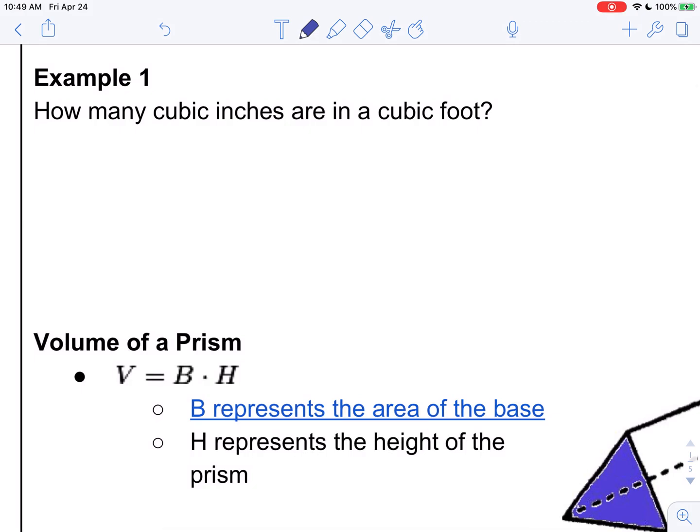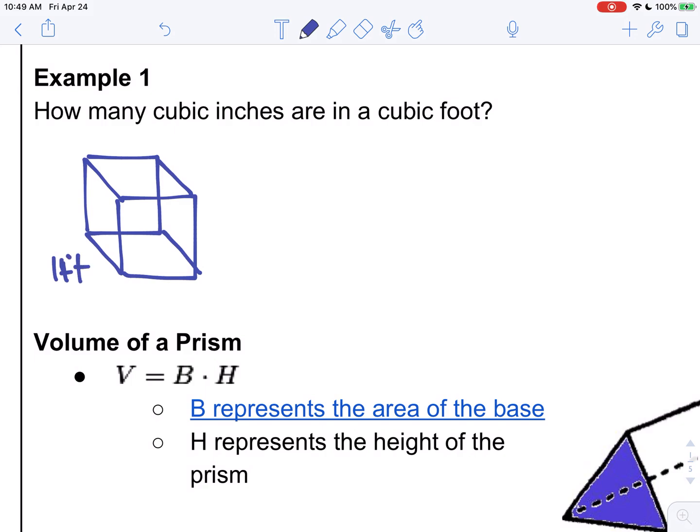It says, how many cubic inches are in a cubic foot? So when we talk about a cubic foot, we're talking about a cube, so length, width, and height are all the same dimension. Okay, and I'm drawing my two squares off center from one another, and then connecting their corresponding corners. So this is like 1 foot by 1 foot by 1 foot. To find the volume of this is 1 cubic foot. 1 times 1 times 1 is 1 cubic foot.